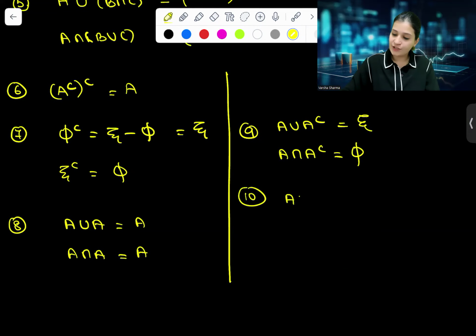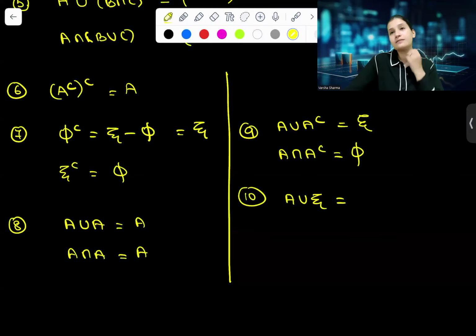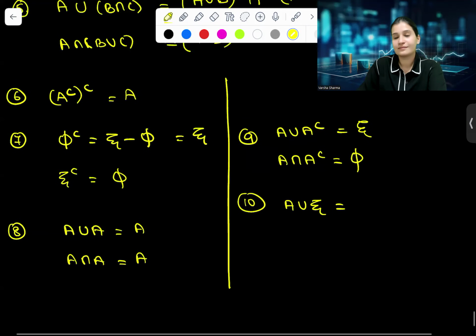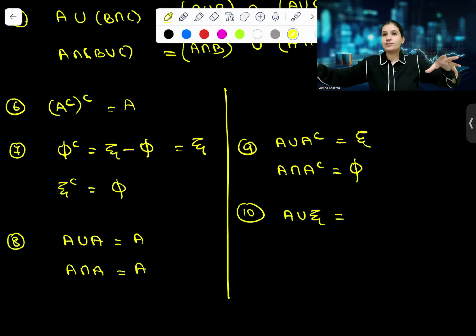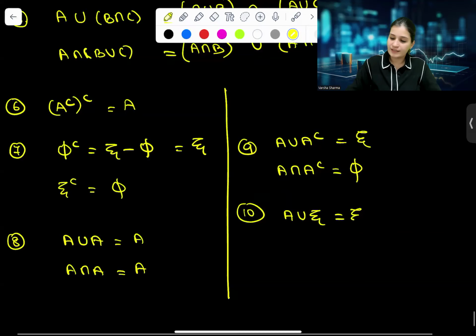What would be A union universal set? A is 1, 2, universal set is 1, 2, 3. If I combine them, what will I get? The universal set is the largest set. I don't need to add anything to it. So I'll get universal set.